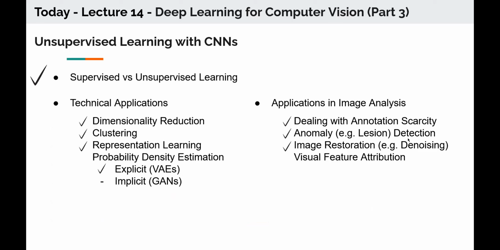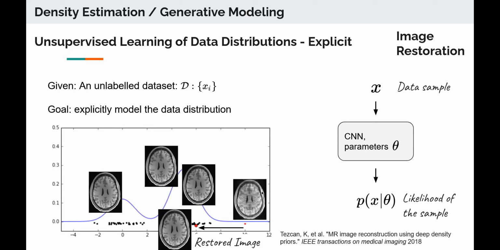So here, we saw an example where we were restoring the image, meaning we were going from an artifact-ridden image to an artifact-free image. But this could be anything, right? So this image could be, for example, a noisy image, or it could be an image with some other types of artifacts, so motion artifacts.